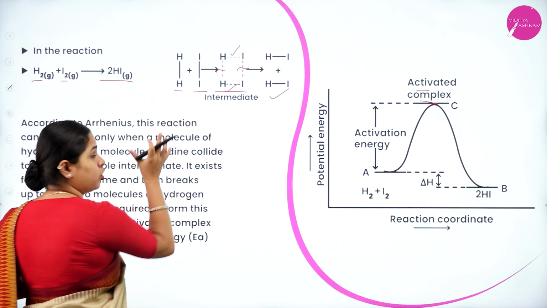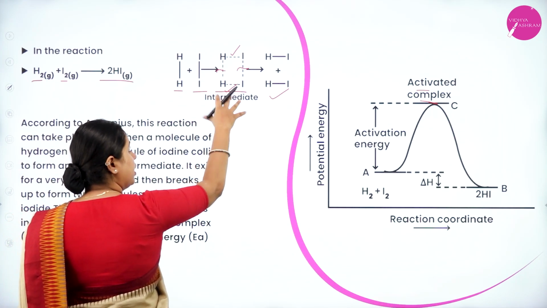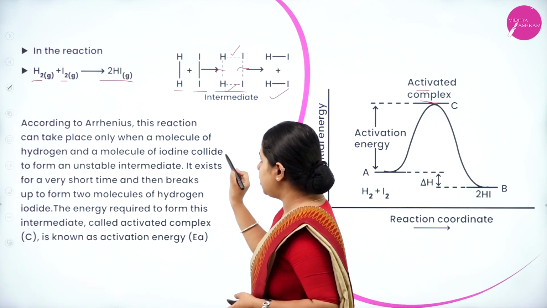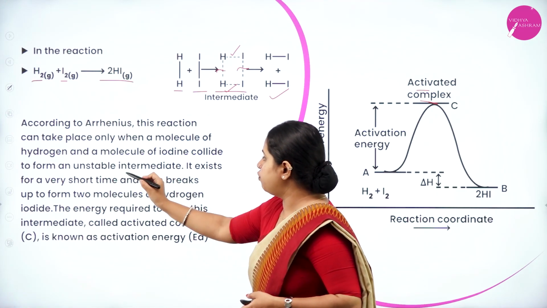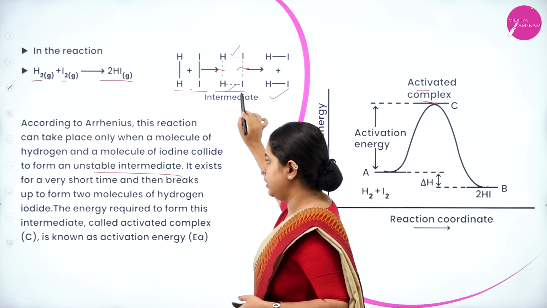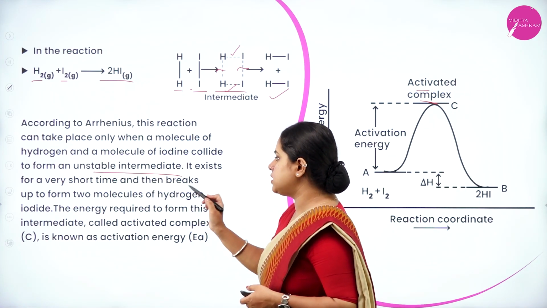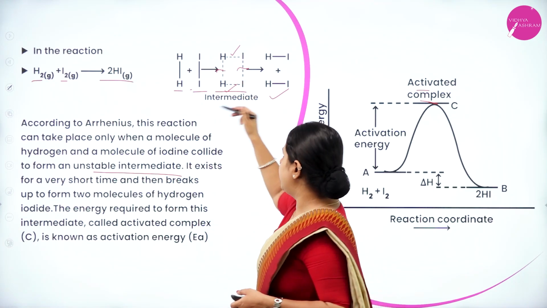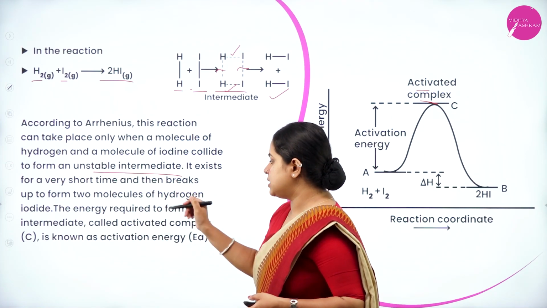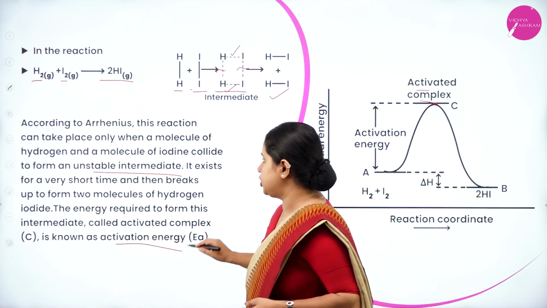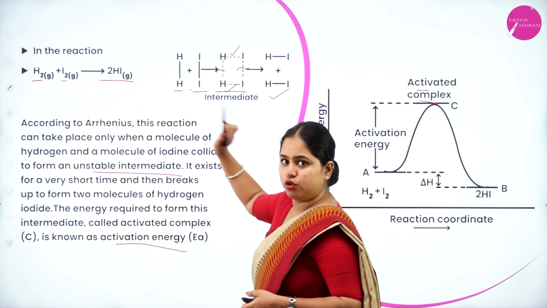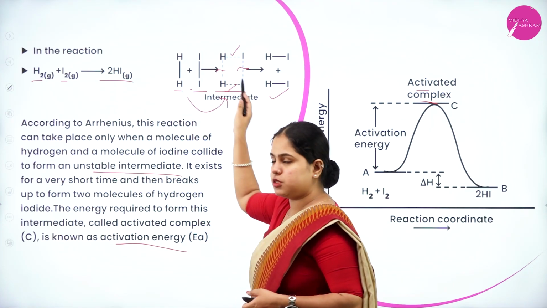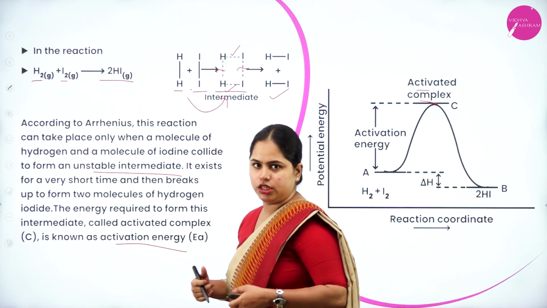Initially the reactants will collide with each other, form the intermediate, and then further the products. According to Arrhenius, this reaction can take place only when a molecule of hydrogen and a molecule of iodine collide to form an unstable intermediate. It exists for a very short time and then breaks up to form two molecules of hydrogen iodide. This is a very unstable state; immediately it will break down and form the products. The energy required to form this intermediate, called the activated complex, is known as activation energy. These two reactants have to collide with each other and form this activated complex. That energy required to form this activated complex is called activation energy, which is Ea.